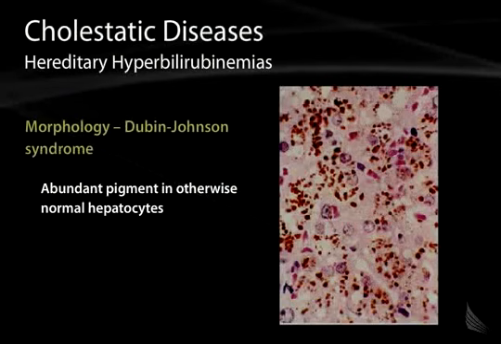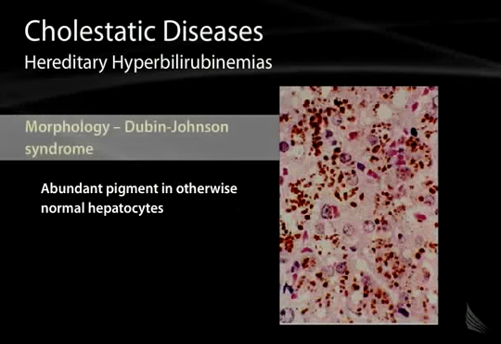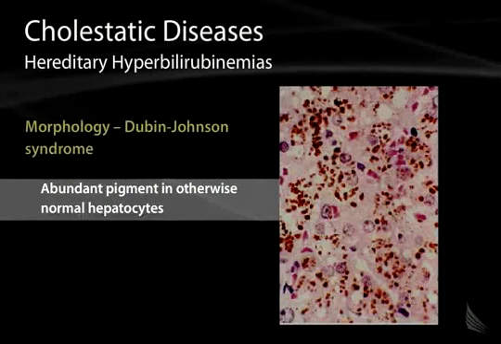Here you can see a pathologic picture of Dubin-Johnson syndrome. Notice the abundant pigmentation in otherwise normal hepatocytes. This is the brown-like discoloration you see in the slide on the right. This concludes cirrhosis and the cholestatic disease section.